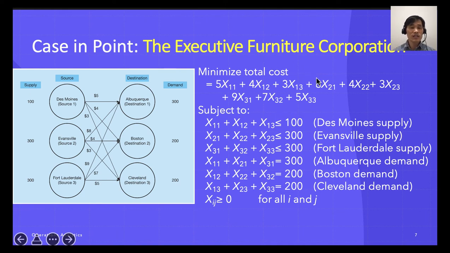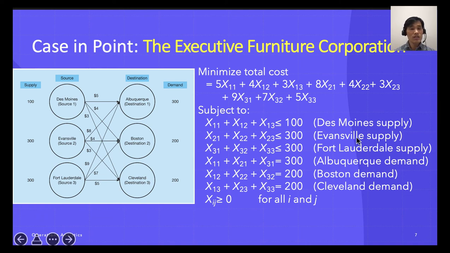And we have now constraints. These are quite straightforward constraints that we are going to look at. The first one is the supply constraint for the first city, Des Moines, and that's shipment from this place to the first destination, second destination, and third destination cannot exceed 100. It should be less than or equal to 100. That's what it means by x11 plus x12 plus x13 has to be less than or equal to 100.